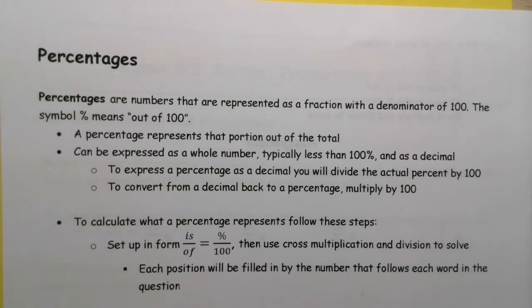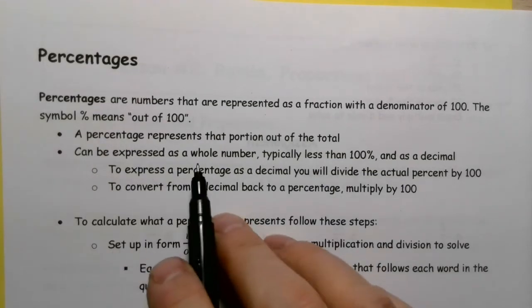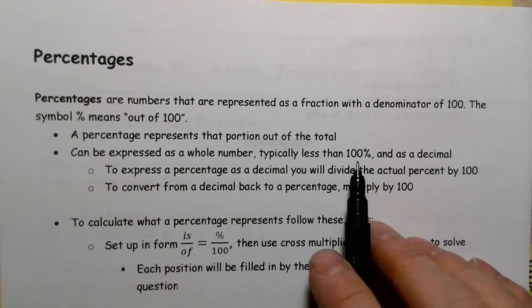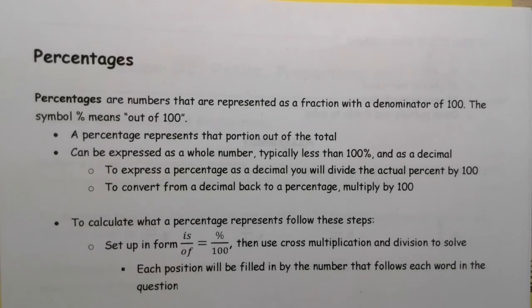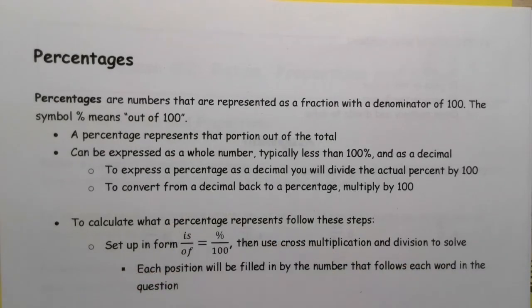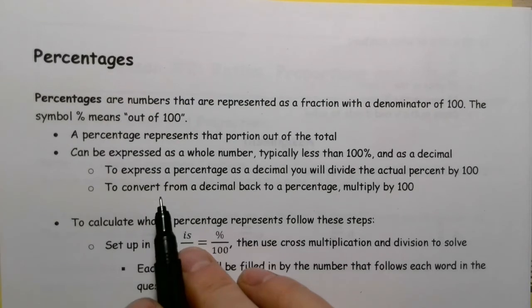And we're very familiar with that. As you go through school, you're always seeing percentages. It can be expressed as a whole number, and it's typically less than 100, but it doesn't have to be. You can have percentages that are greater than 100, like 200%, 300%, and so on. And it can be a decimal. But normally we're talking about a whole number between 0 and 100.